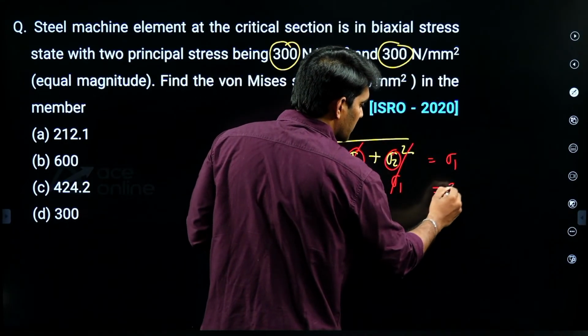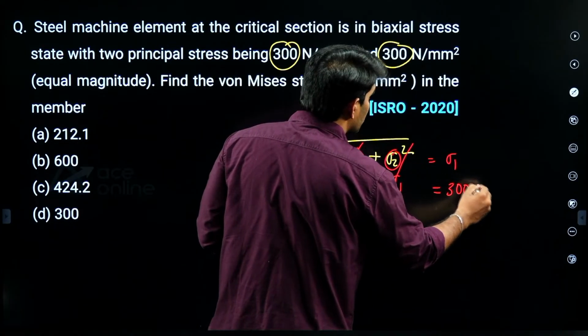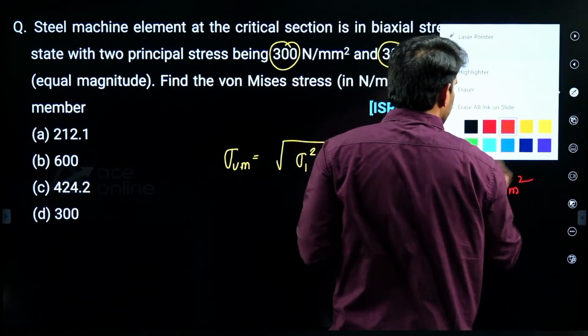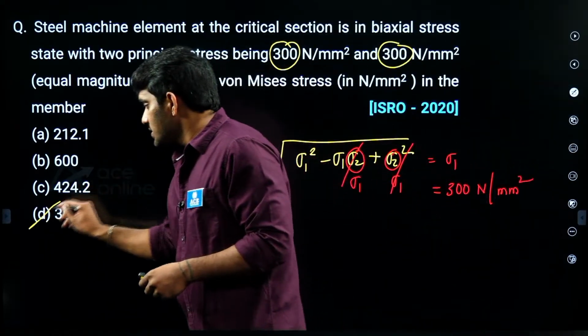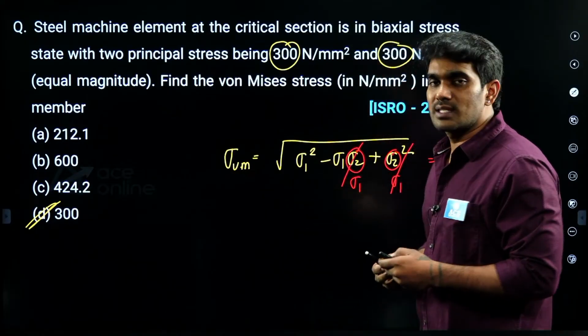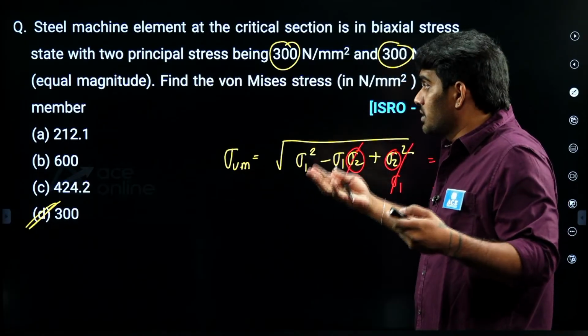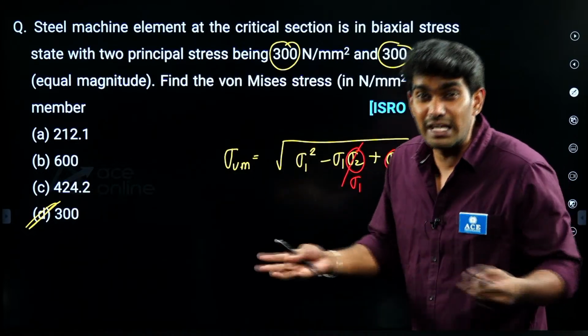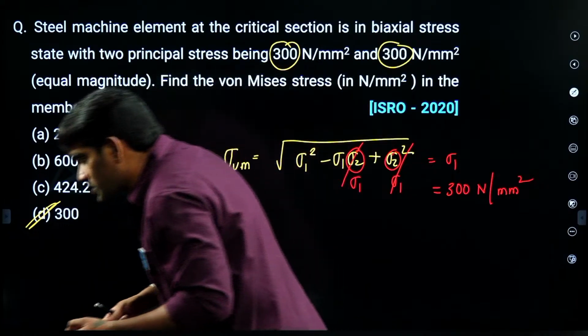What is the magnitude of sigma 1 given? It is 300 Newton per mm square. So the answer here is D. Very simple. This is how you need to solve such questions, very fast. Even though they are numerical based, these questions are generally very easy in nature. I guess this is very clear.